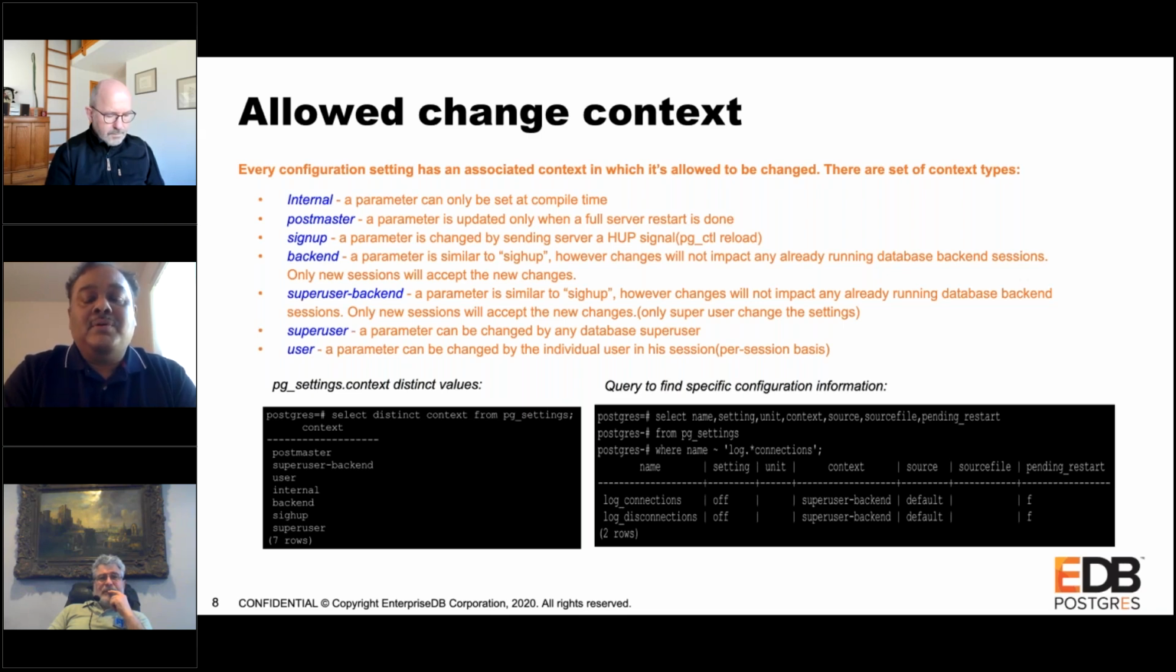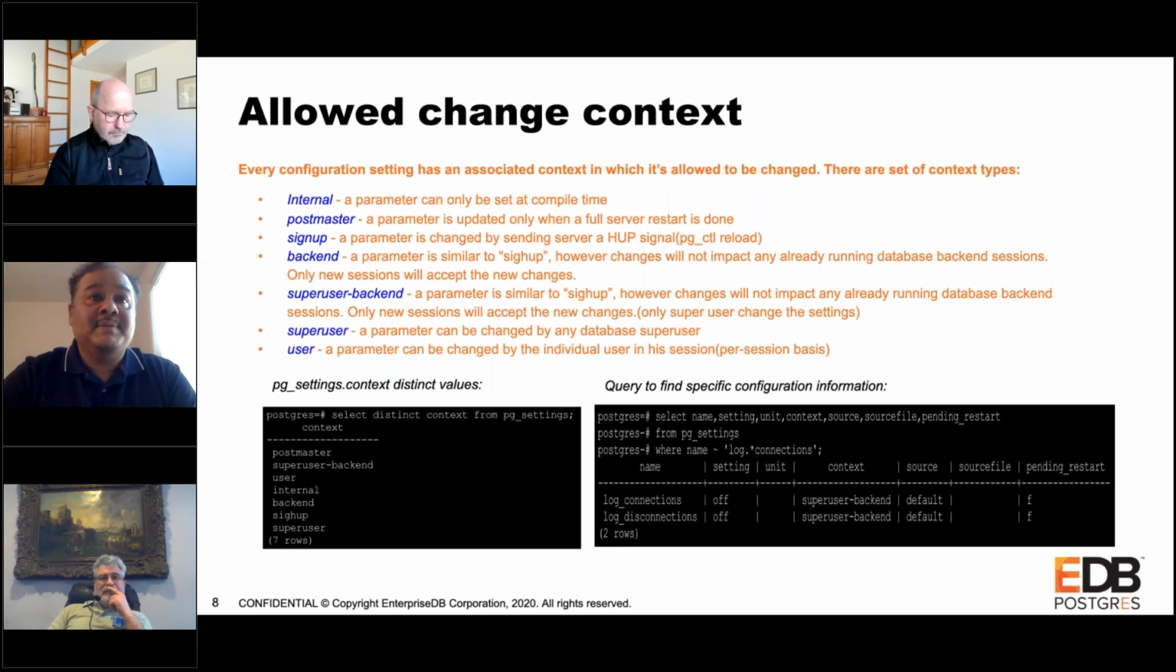So you don't know all these contexts, right? There is a query in PostgreSQL, like pg_settings context. It will tell what the allowed change context of this parameter is. So there are hardly six to seven contexts for each parameter.